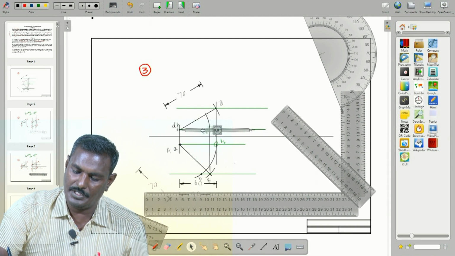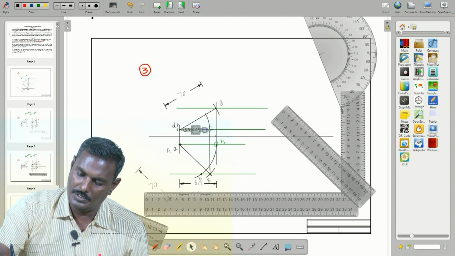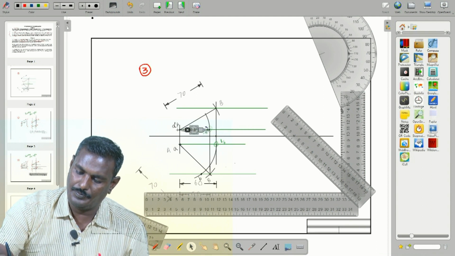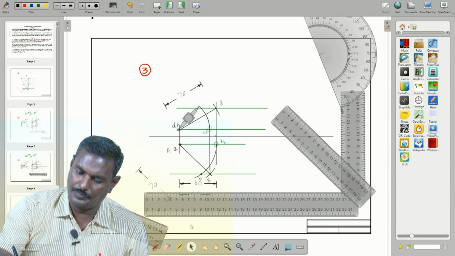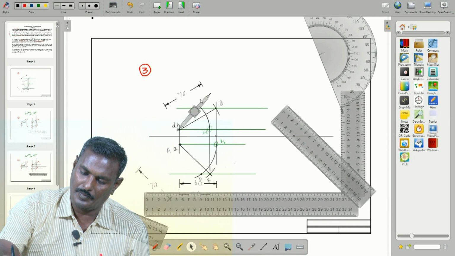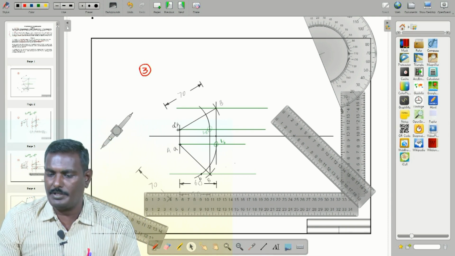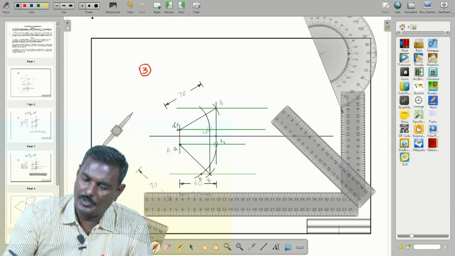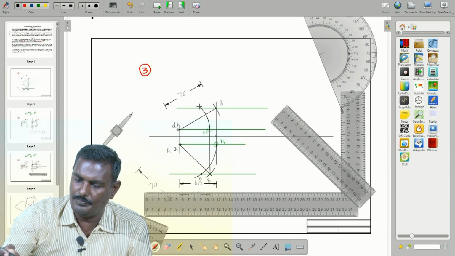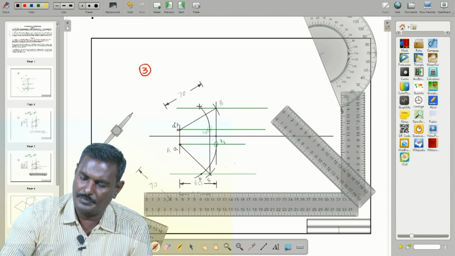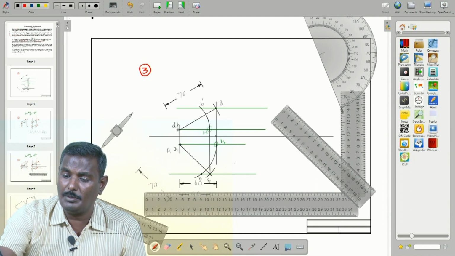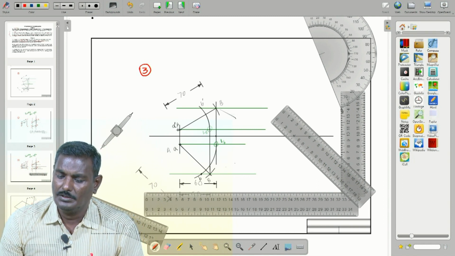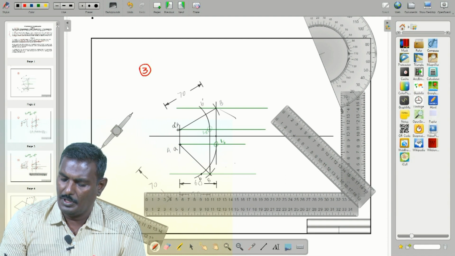So, we have to take the compass, place it over here and bring it to this point. Make an arc up to this. Placing outside, this point is now B dash. That point represents B dash. Now draw a perpendicular line passing through that.